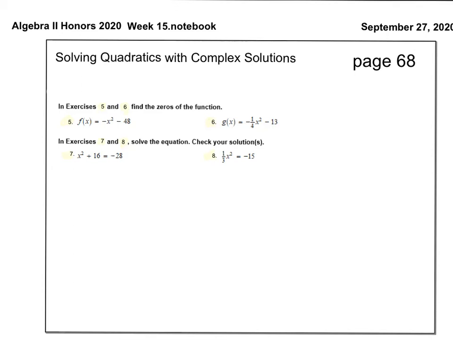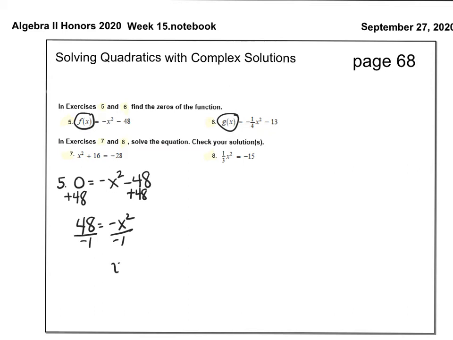I'm going to do them at the bottom. Remember, you want to make this equal 0. You don't want a y or a f of x or g of x. You want it to be 0. So I'm going to put 0 equals negative x squared minus 48. I'm going to add 48 to both sides. I'm going to divide by negative 1. I'm going to take the square root of both sides. I'm going to put that plus or minus sign. I'm going to take out that square root of negative 1.